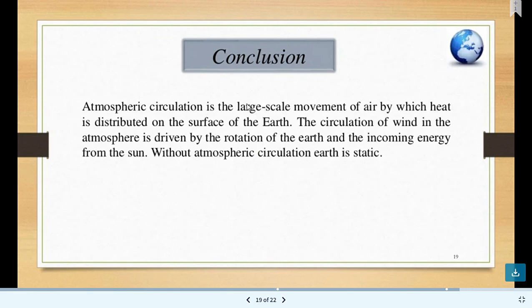Conclusion. Atmospheric circulation is the large-scale movement of air by which heat is distributed on the surface of the earth. The circulation of wind in the atmosphere is driven by the rotation of the earth and the incoming energy from the sun. Without atmospheric circulation, earth is static.